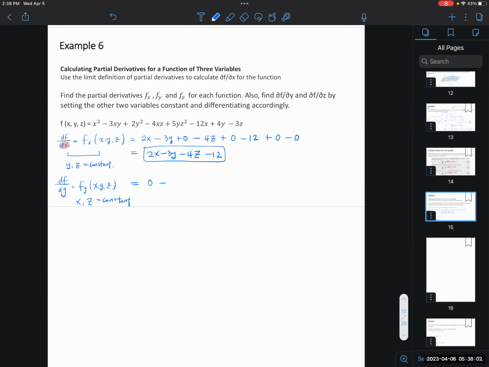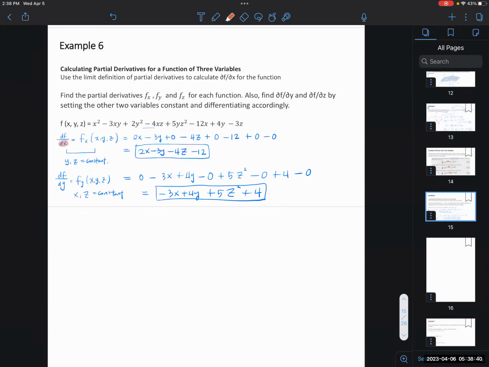Minus 3xy, 3x will be remaining, correct? And then 4y, there we go. And then I don't see a y in the next one, both of them constant, 0. And then 5yz squared, 5z squared remaining because they are constant in front of the y. And then minus 0 plus 4 minus 0. So therefore, negative 3x plus 4y plus 5z squared plus 4 will be the answer. That's with respect to y. Are you okay with that? So it's a shortcut, everybody likes it.